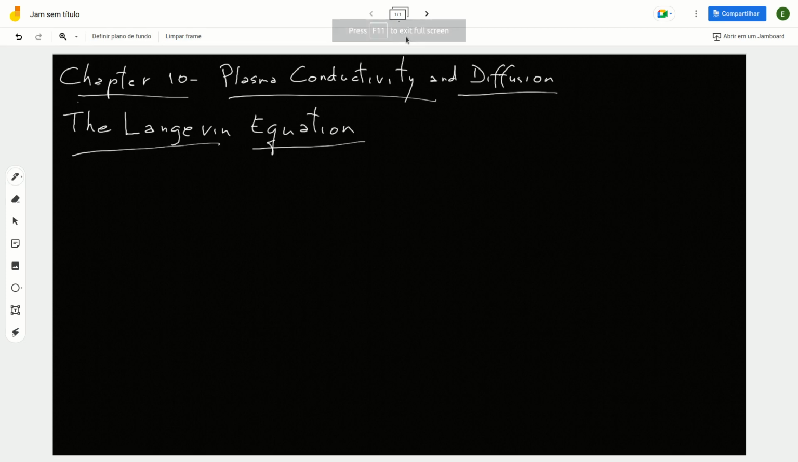Hello, plasma physics students. Let's start our chapter 10, plasma conductivity and diffusion. We will study these two properties of the plasma, starting with a very simple model, which is the Langevin equation. In this chapter, we'll see how diffusion and conductivity may affect the plasma properties.